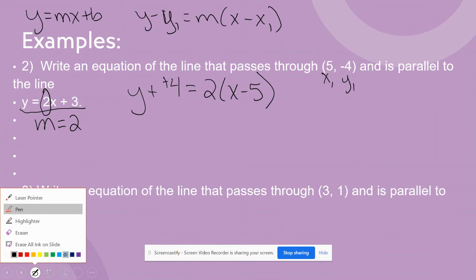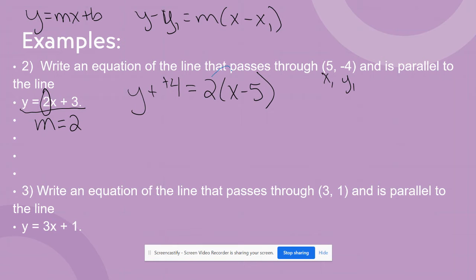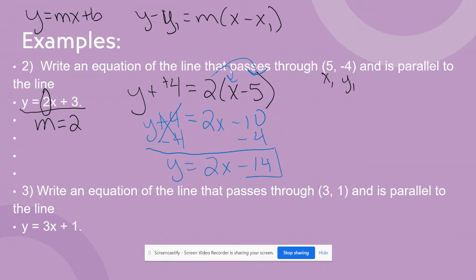But if not, then we would continue further by distributing. We'd have y plus 4, 2 times x is 2x, 2 times negative 5 is negative 10. Finish getting y alone by subtracting the 4 from both sides. These add to 0. We have y is equal to 2x, negative 10 minus 4 more is negative 14. So that linear equation would be y equals 2x minus 14.